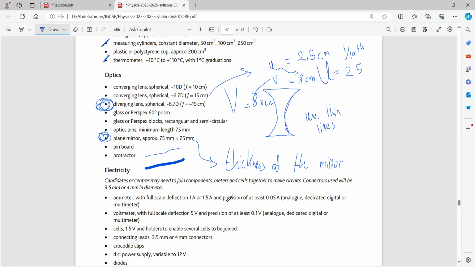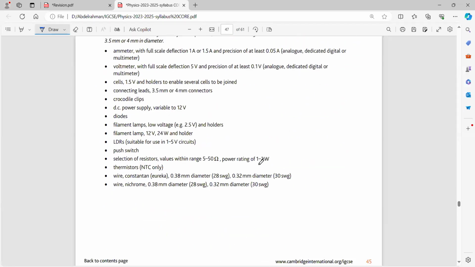Diverging, sure, he will not ask you about the diverging lens in this experiment, because a diverging lens wouldn't actually give a clear image on the screen. It would give a totally different type of image.